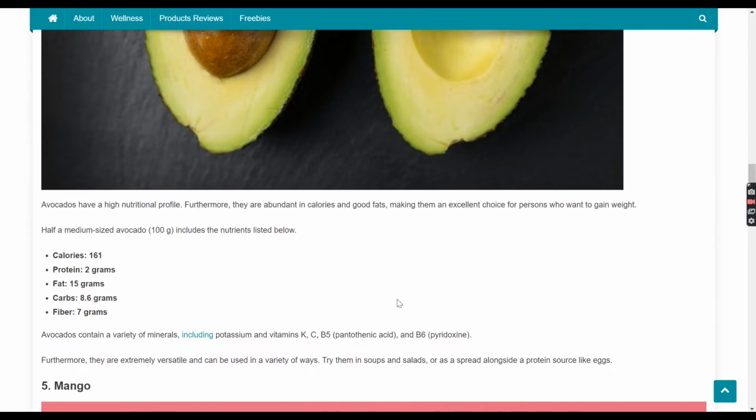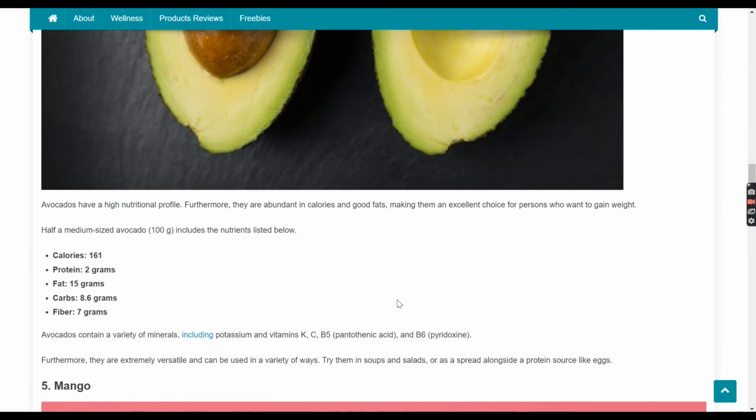Avocados. Avocados have a high nutritional profile. Furthermore, they are abundant in calories and good fats, making them an excellent choice for persons who want to gain weight. Half a medium-sized 100 grams avocado includes the nutrients listed below: calories 161, protein 2 grams, fat 15 grams, carbs 8.6 grams, and fiber 7 grams.